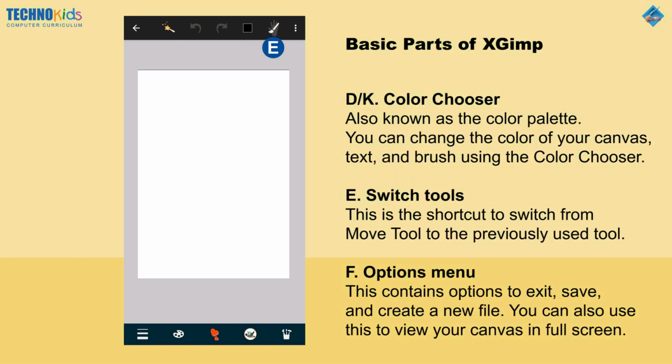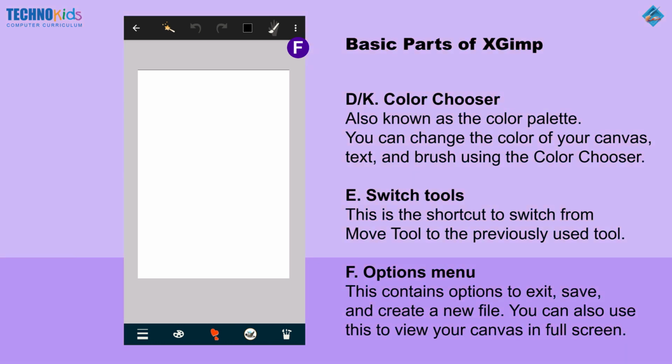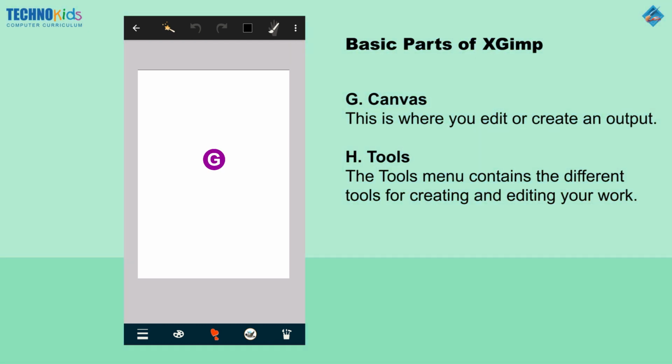E. Switch tools. This is the shortcut to switch from Move tool to the previously used tool. F. Options menu. This contains options to exit, save, and create a new file. You can also use this to view your canvas in full screen. G. Canvas. This is where you edit or create an output. H. Tools. The Tools menu contains the different tools for creating and editing your work.